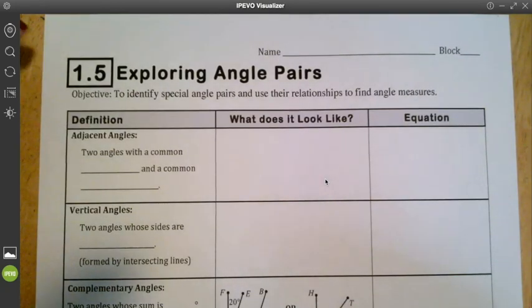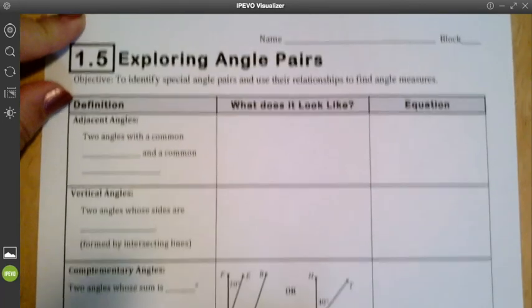Moving on to the next page, section 1.5, more information about angles, but our objective here is to identify special angle pairs and their relationships in order to find angle measurements. So we defined angles, we looked at some vocabulary to use, and we looked at how to take the measure of an angle. Now we're looking at special angles.